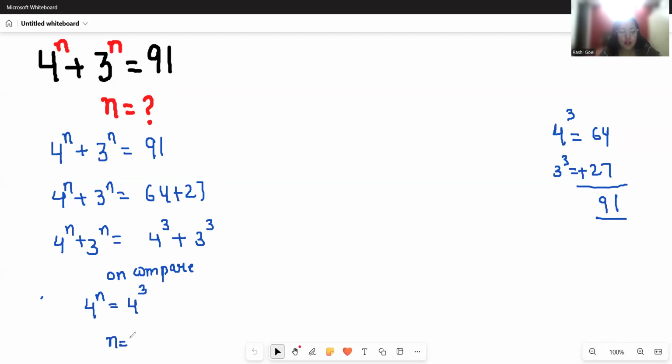So what is the value of n? 3. Similarly, 3 power n equals 3 power 3. You can find the value of n from anywhere, 4 power n or 3 power n. It will be the same, the n is 3.